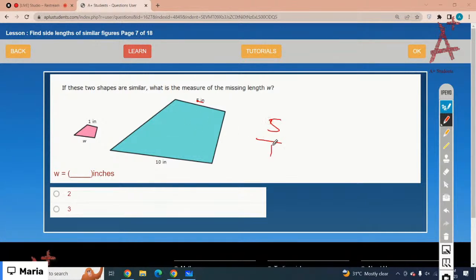5 and 1 are similar. It would be 5 over 1 and it would be 10 over w. So it would be 5 times w equal 10 times 1. Divide both sides by 5. It would be w equal 10 over 5. 5 times 2 is 10, so it would be 2. The correct option is 2. Got it?